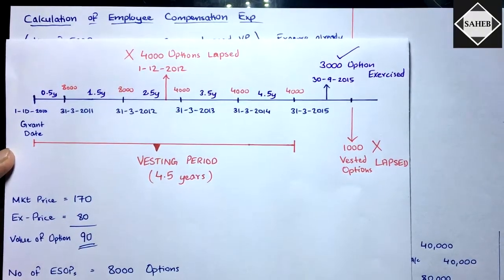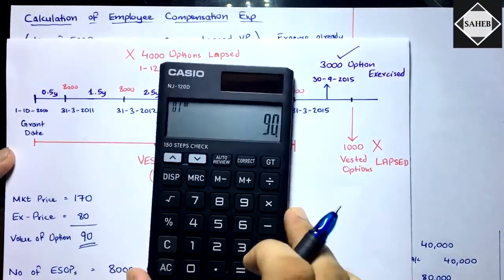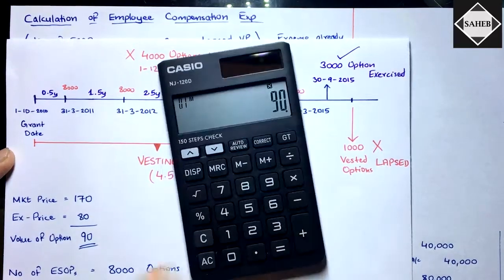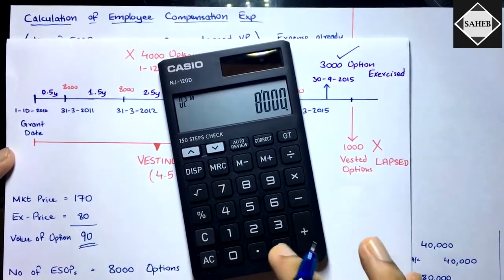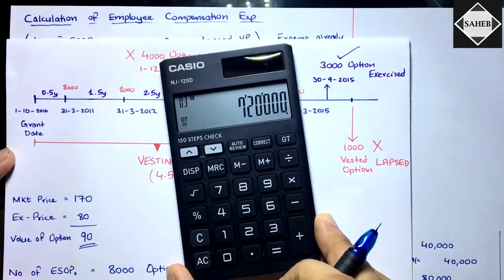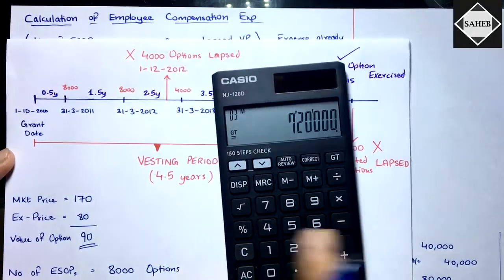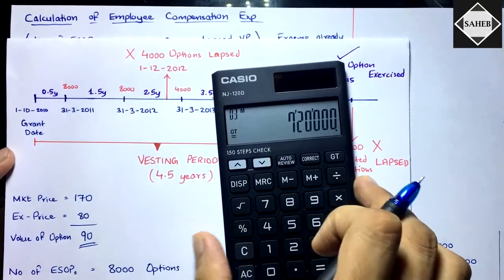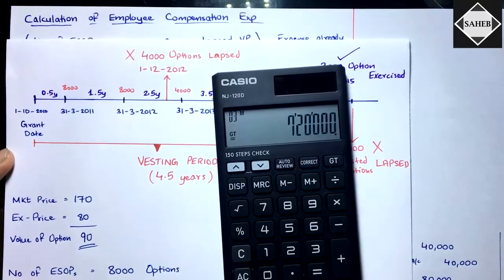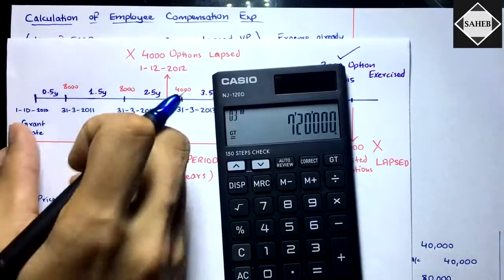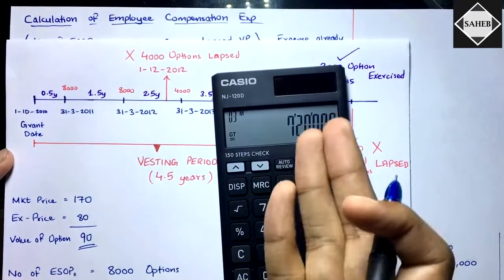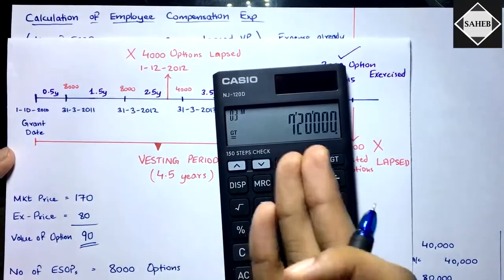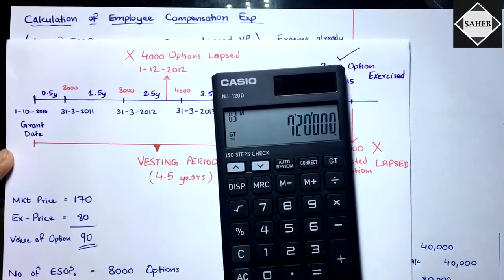Now I'm not talking about only 90 rupees. 90 rupees is the discount per option, into the total options, 8,000. So in total it is 7,20,000. This 7,20,000 expense is being incurred by the company because of this ESOP transaction. And how do we take it to profit and loss? Can we take it entirely into the first year profit and loss? It is an expense, right? It has to go to profit and loss. So can we take it into the first year? No, we can't do that.